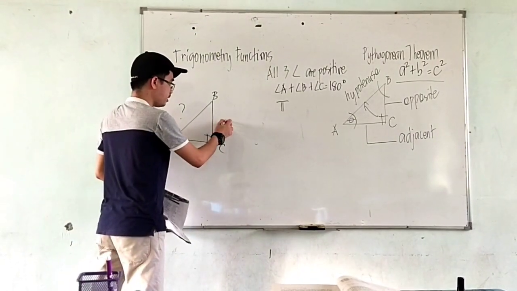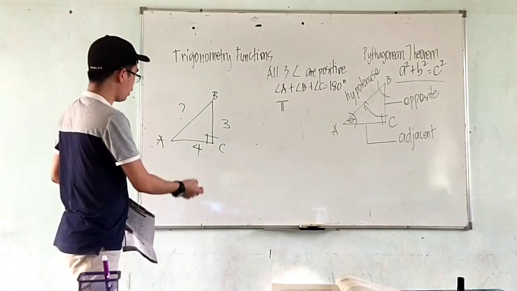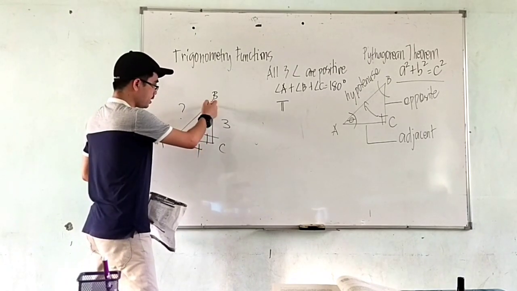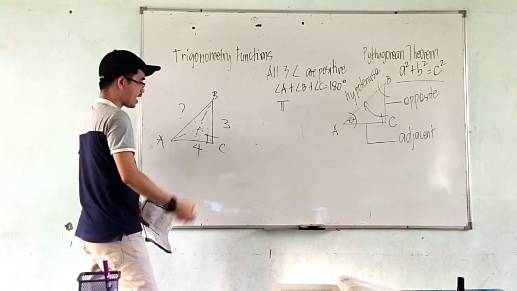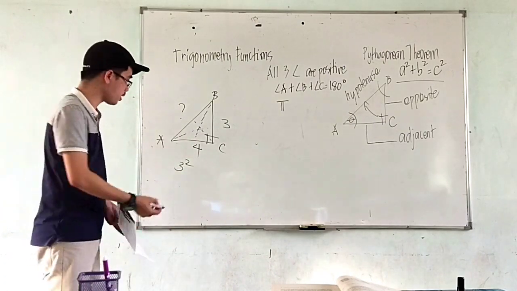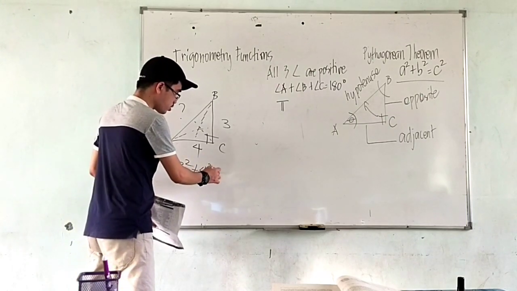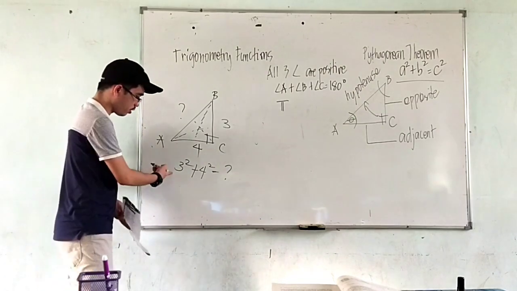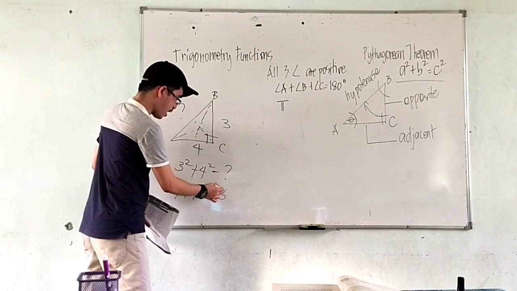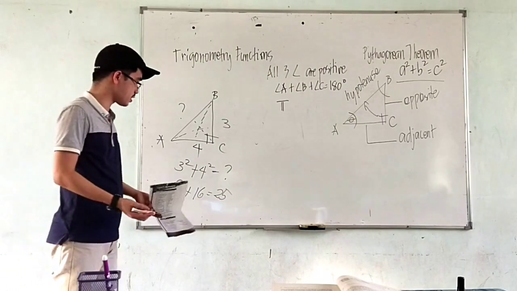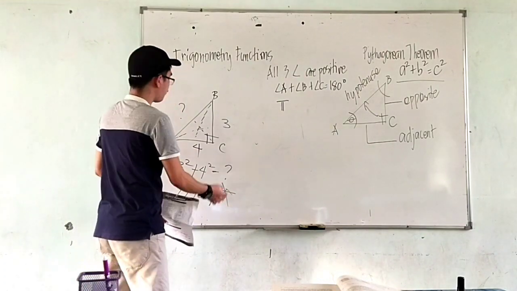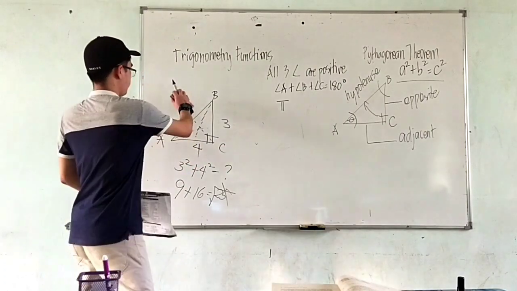So we can assume here this is 3. This one is 4. So, ang value ng A ay 3. Ang value ng B ay 4. At ang value ng C ay hinahanap. Okay, so we can formulate 3 squared plus 4 squared is equal to c squared. Pwede mo silang ipagpalit since it is addition. So we can solve this: 9 plus 4 times 4, 16. So, ang sagot natin ay 25. Since we are getting the square root, this is 5. Okay, so the answer is 5.